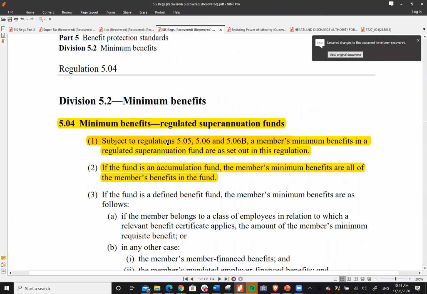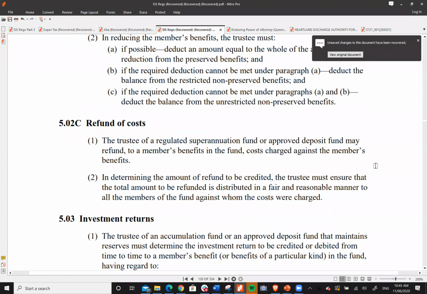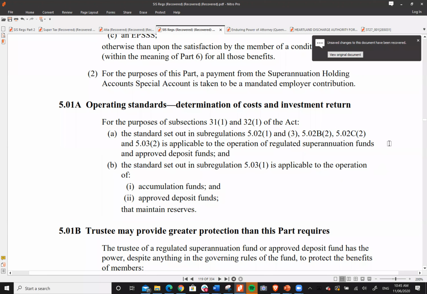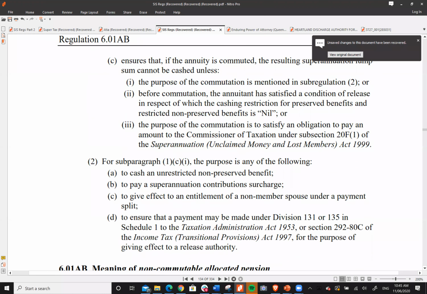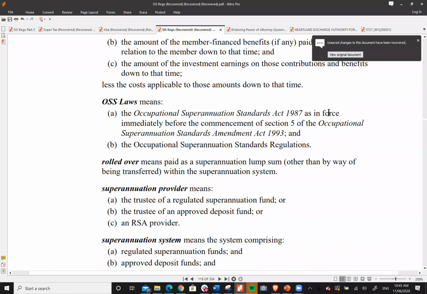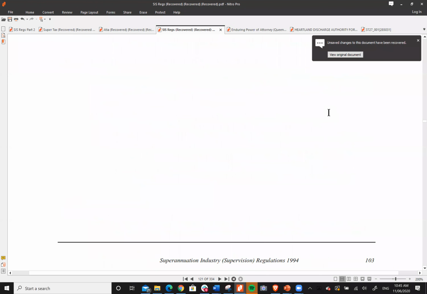Okay, subject to these sections, a member's minimum benefits in a regulated super fund are as set in the regulation. If the fund is an accumulation fund, the member's minimum benefits are all the member's benefits inside that fund. Primarily, we've got to protect our minimum benefit standards. That's really crucial. What I want to do here is have a look at 5.08, which relates to temporary incapacity. So if I just drift down to 5.08, and again, it'll be in the slides, and I'll put that out to you as well.